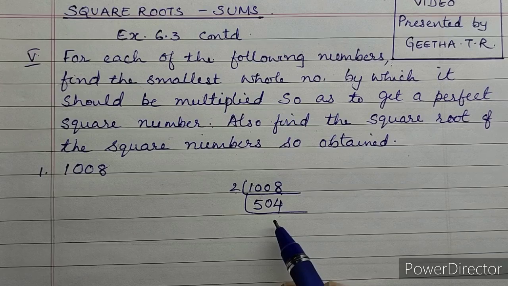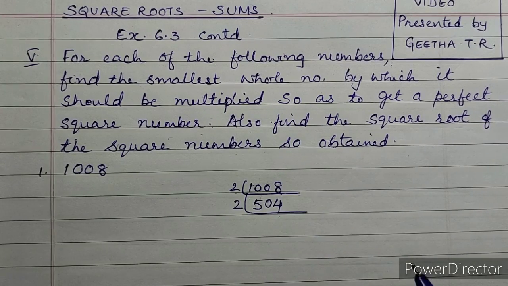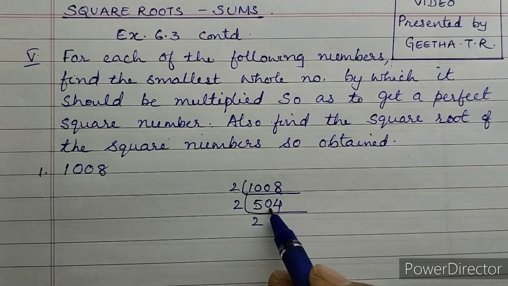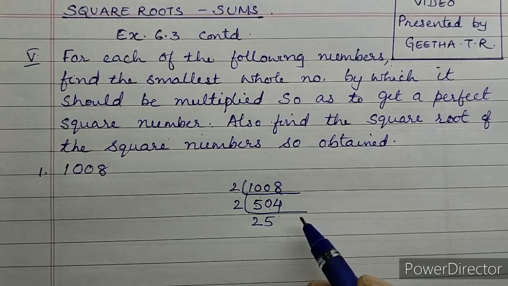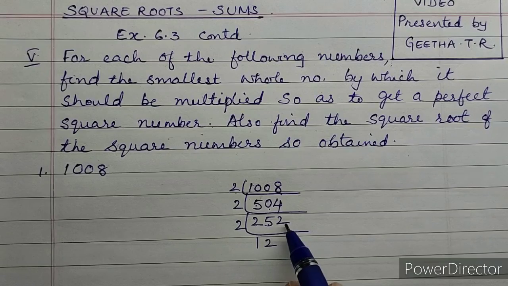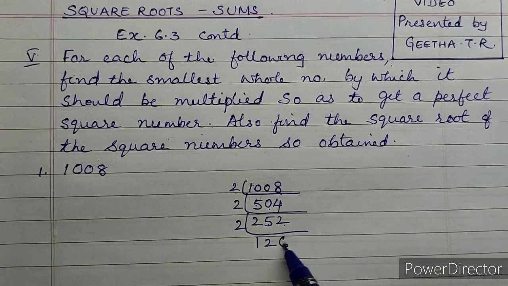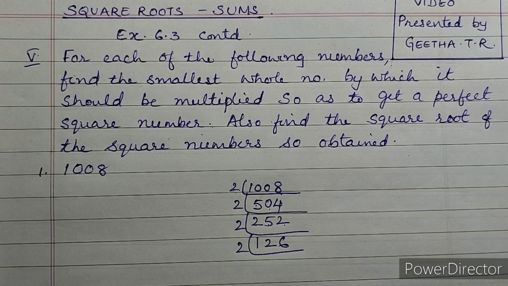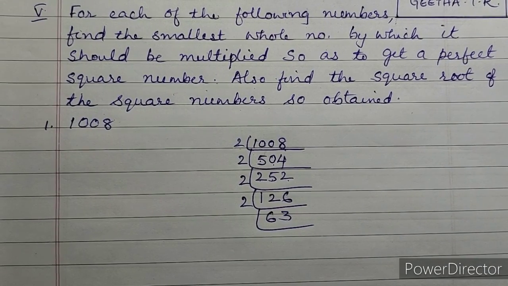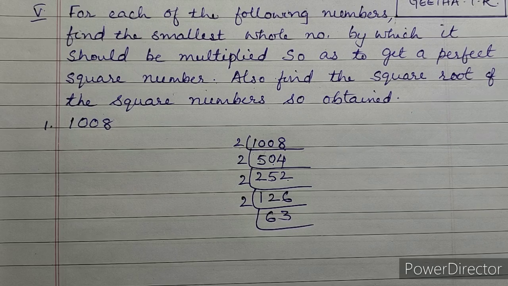Again it is an even number, so you have to divide by 2 only. 504 divided by 2 is 252. Again an even number, continue with 2: 252 divided by 2 is 126. Again with 2 because it is an even number, 126 divided by 2 is 63. 63 is not an even number, so you can't divide by 2.